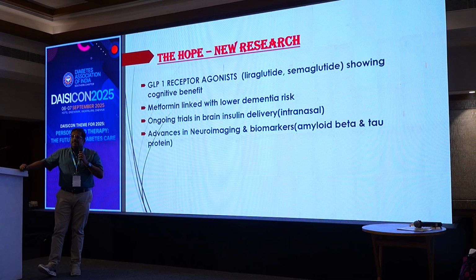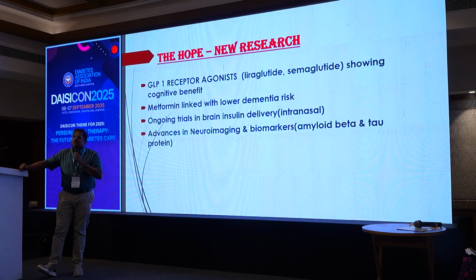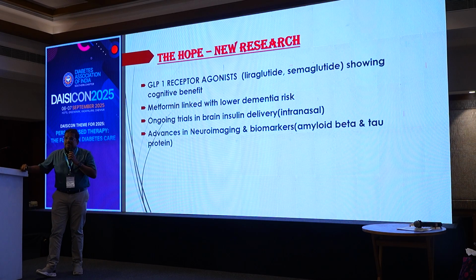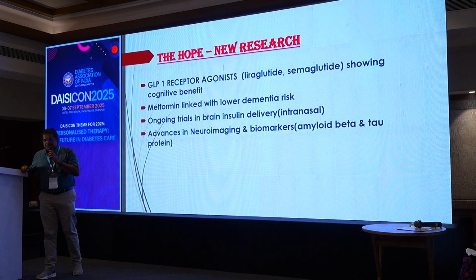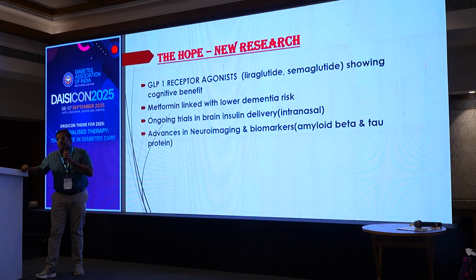And regarding the newer research like GLP-1 receptor agonists and also GLP-1 and GIP receptor agonist, that is tirzepatide, are showing some cognitive benefit. Many ongoing trials show that it lowers the risk of developing dementia. Metformin is also linked with lower dementia risk. Intranasal insulin, brain insulin delivery, also has many small trials which show some hope in reducing the dementia risk.